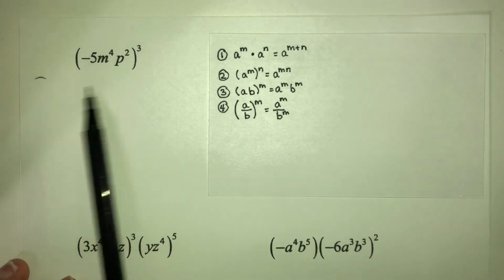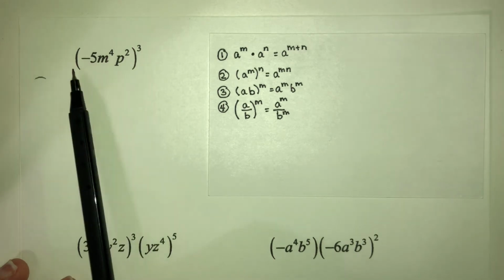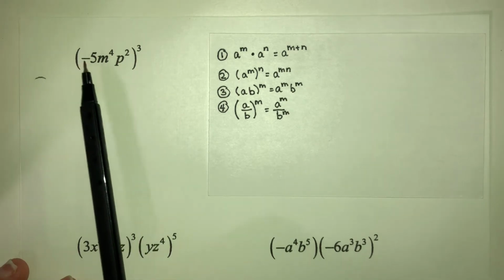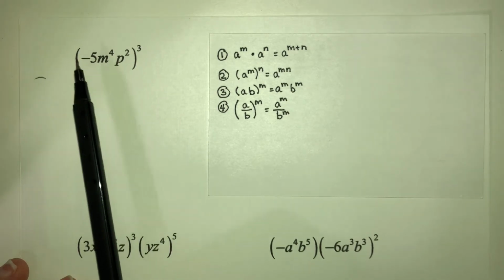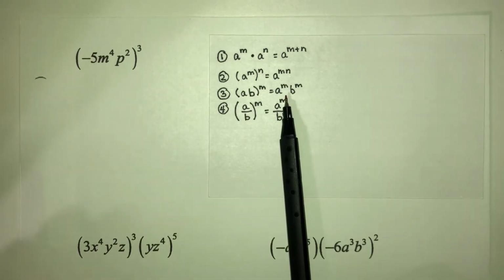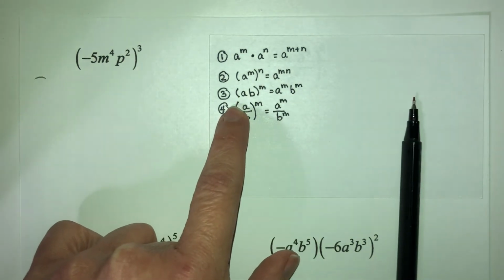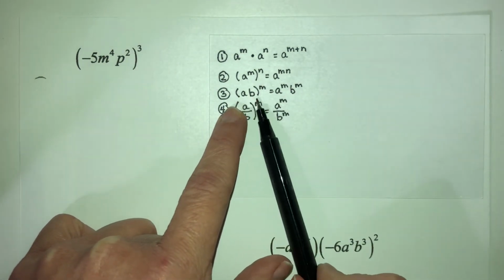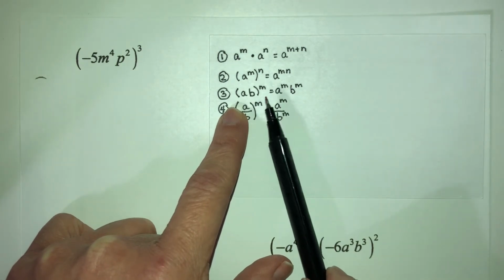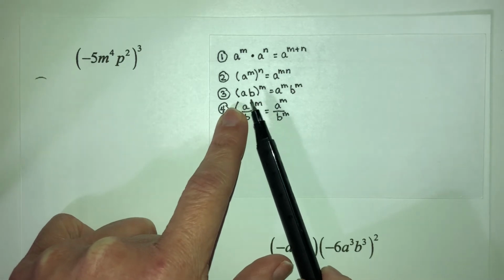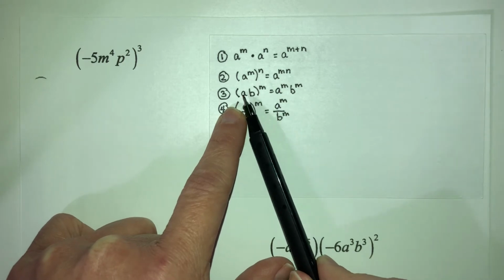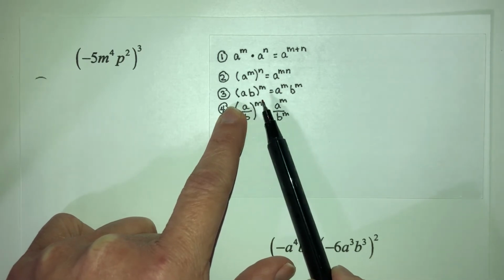All right, so let's look at this problem. I want to simplify this. Remember, if it's simplified, we don't have parentheses, so we definitely have to do something. What I've got here is I have 3 things multiplied together, a -5, an m to the 4th, and a p squared. This looks pretty much like property number 3, and it is. Even though this has 2 things multiplied together, this extends to any number of things multiplied together. It has to be multiplication. I cannot have an addition or subtraction in there. As long as it's multiplication, and I could have 100 things multiplied together and this property would still work.